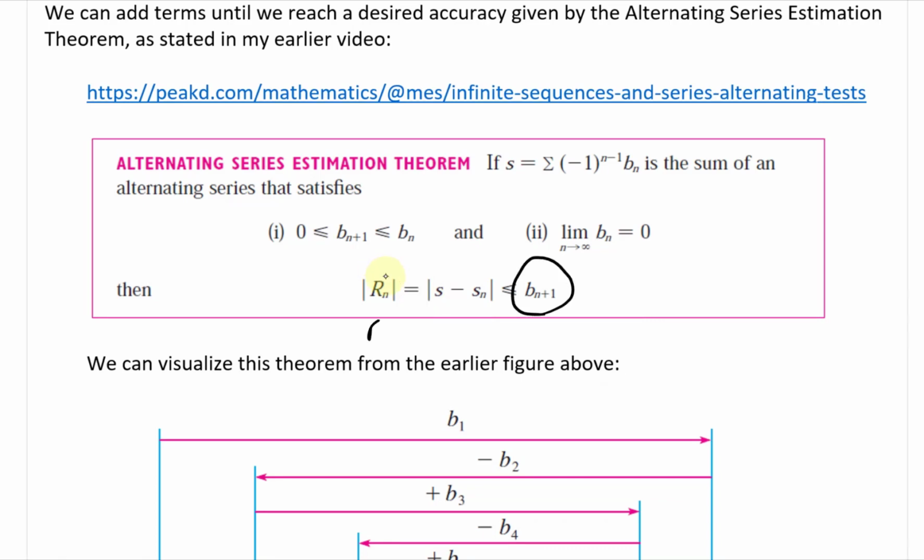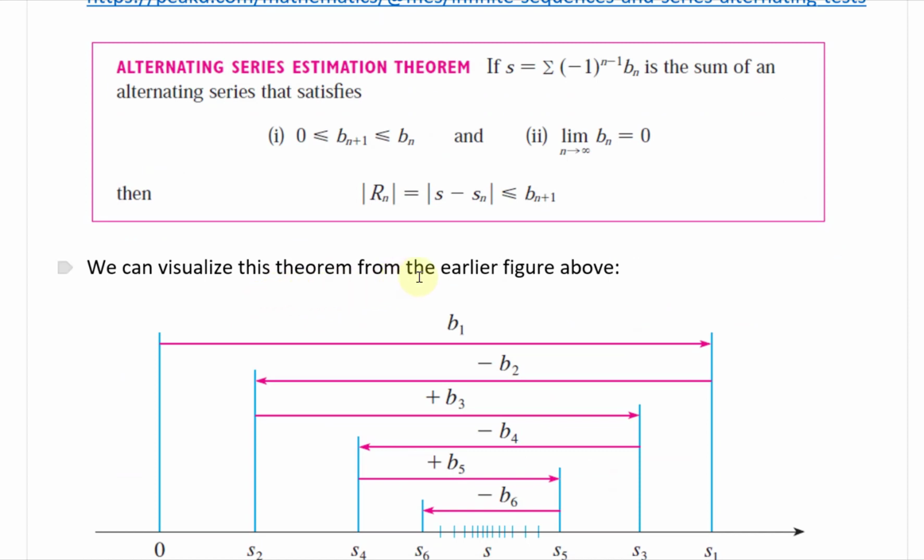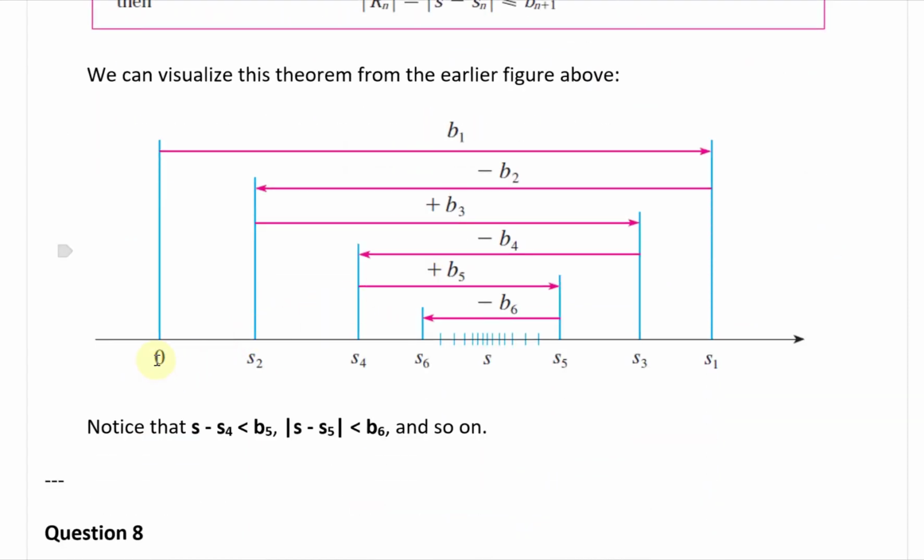So if we want R100, the remainder is going to be less than or equal to B101. So we just take the next term, and that's how we can get more accuracy. We can visualize this theorem from the earlier figure. If we have 0 right here, here's the first term, B1, which goes all the way to S1 as a partial sum. If you go backwards, we go back to S2, but this absolute value is less than. So B2 is less than B1, and you're subtracting it, so you're going to go over here, less than it. So then the difference between here and here is going to be S minus Sn.